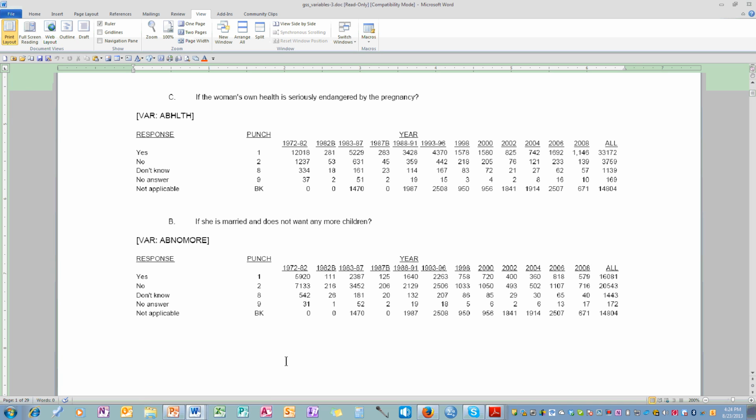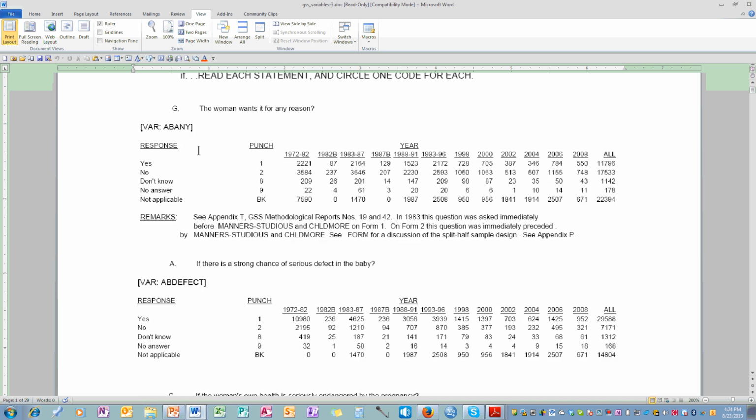If you were interested in questions on the issue of abortion, it was a hot topic over the summer, as we know, with what was going on in the Texas legislature over this particular issue. Perhaps you would want to do some of your research and analysis on this set of abortion questions. If you did, you would want to make note of the variable mnemonics: abnomore, abhealth, abdefect, and abany.